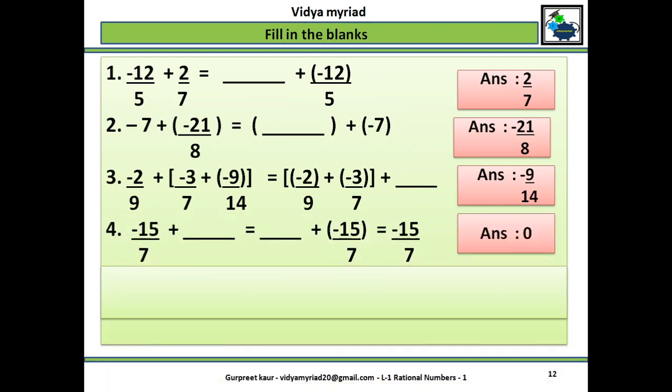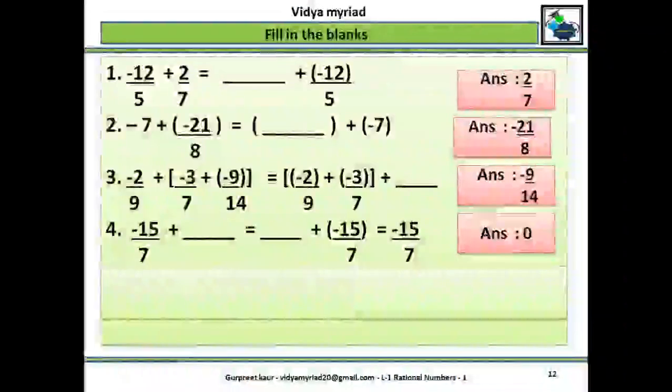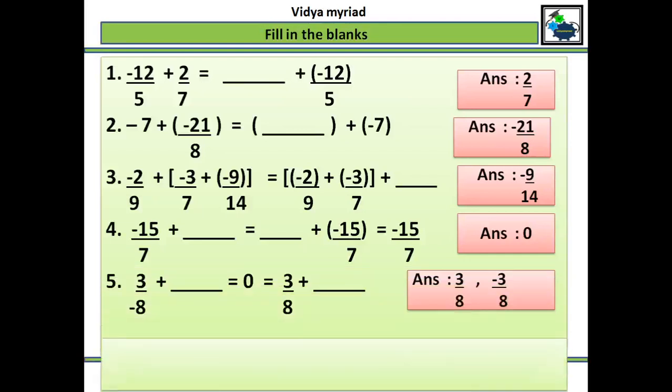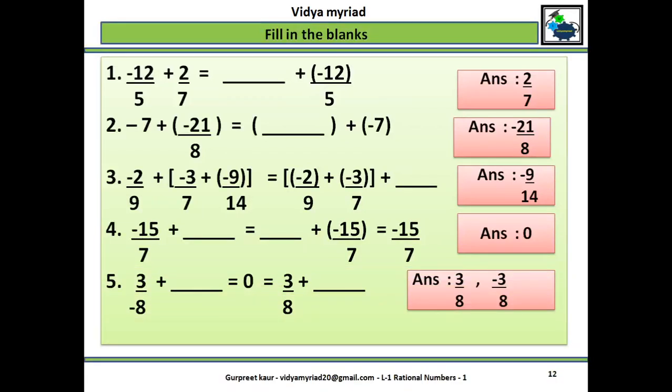Next, minus 15 upon 7 plus dash is equal to dash plus minus 15 upon 7, which is equal to minus 15 upon 7. I will add 0, only then my answer will come to minus 15 upon 7. In the second case, I will add 0 to minus 15 upon 7, only then will I get the answer minus 15 upon 7.